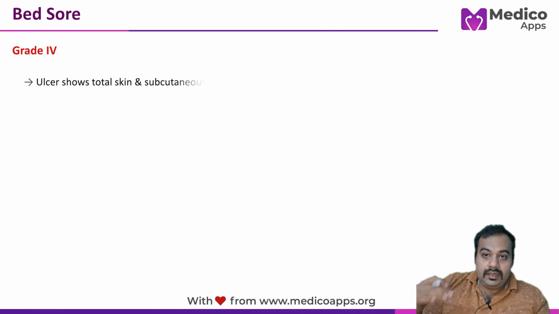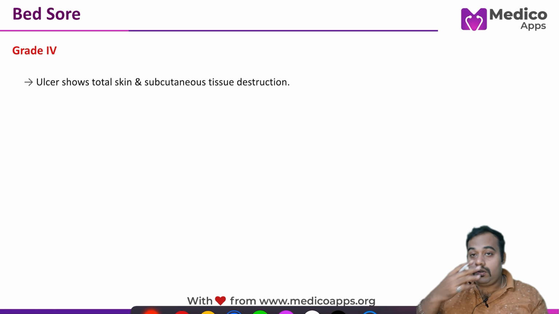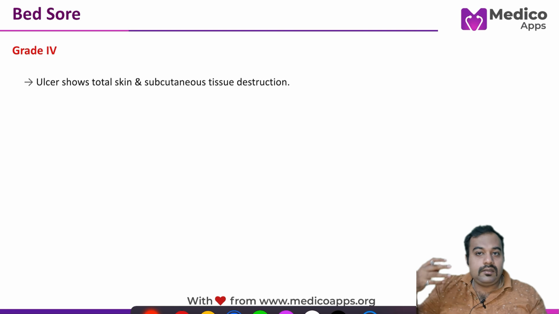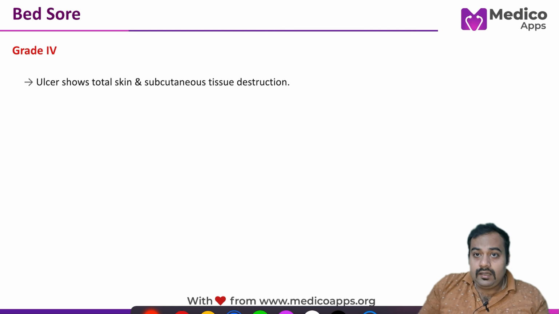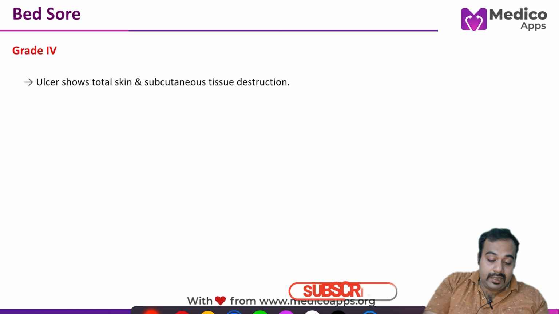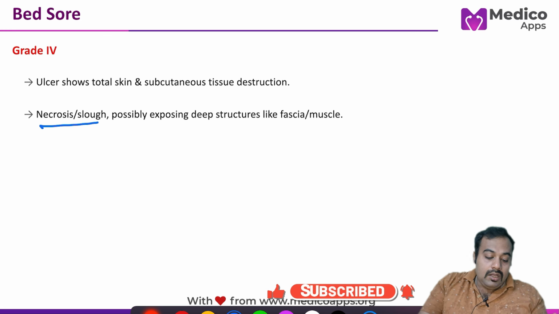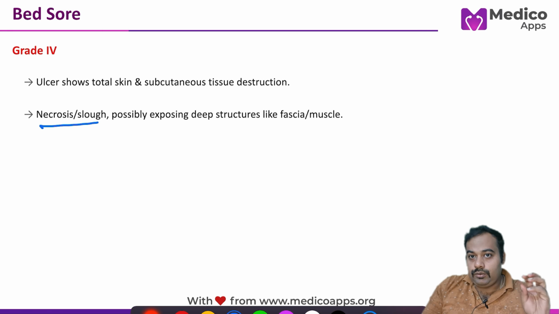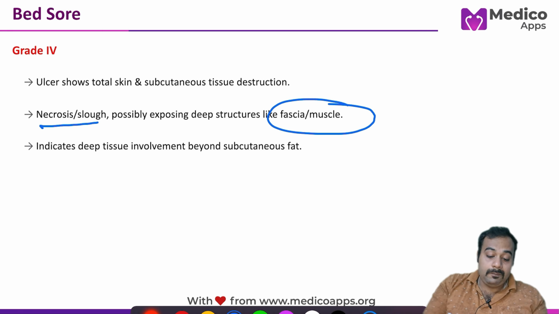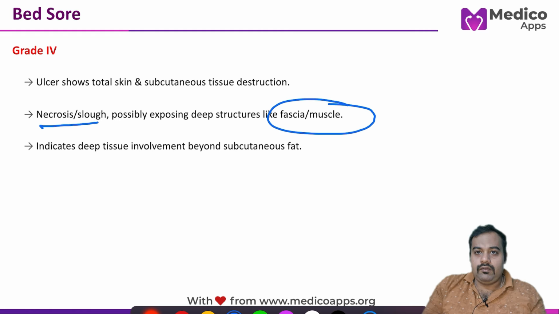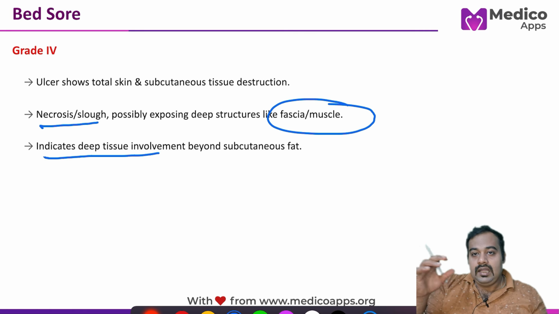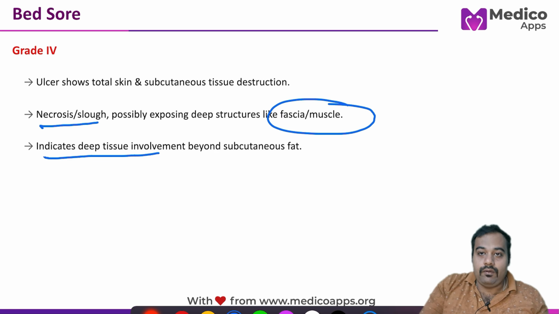Why? Look, in case of grade 4, the ulcer basically extends not only into the skin and subcutaneous tissue, but also the deeper structures, meaning your bone, tendon, and muscle as well. But here, the necrosis and the slough that is present possibly expose the deep structures like the fascia and muscle. So this necrotic tissue and the slough basically suggest involvement of deeper tissue. Okay, so in that case, if we find any necrotic or slough tissue over that ulcer, we have to suspect it as a grade 4 bed sore.